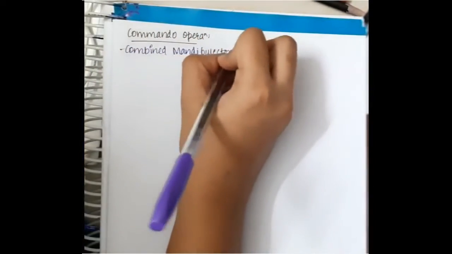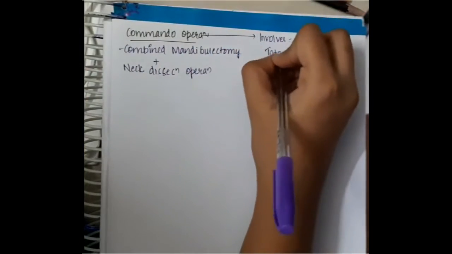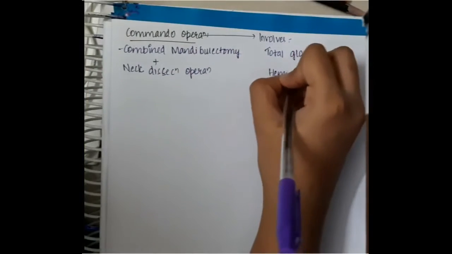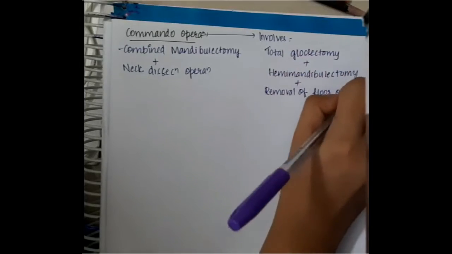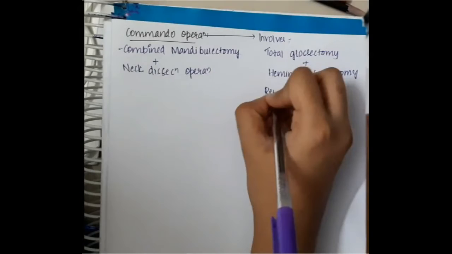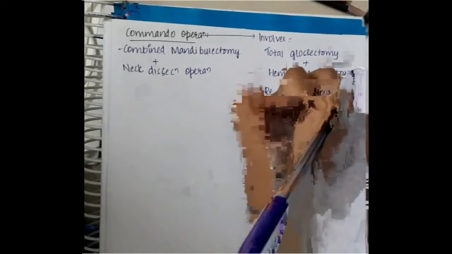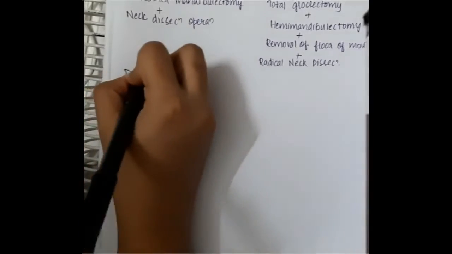Then the next important operation is the commando operation. This commando operation involves combined mandibulectomy with neck dissection. It also involves glossectomy. In the commando operation, you can do the following. One, combined mandibulectomy with neck dissection. Second, total glossectomy with hemimandibulectomy with removal of floor of mouth with radical neck dissection.